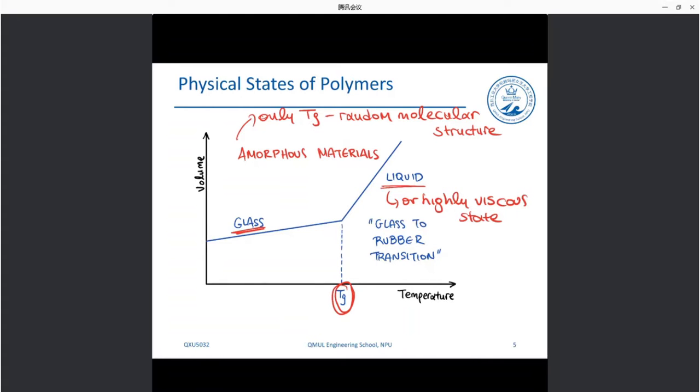Does anyone remember what we said viscosity is? Can you send me a text in WeChat? What is viscosity? Let me open WeChat. I think I have it on mine. Do you remember we said it the other day? No?